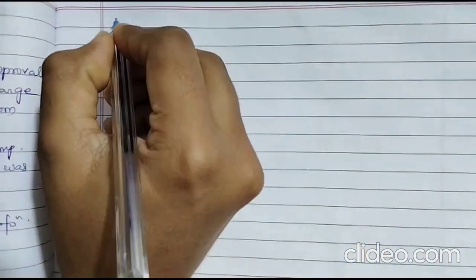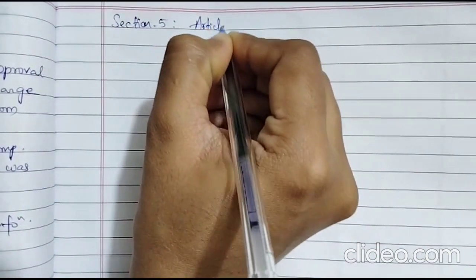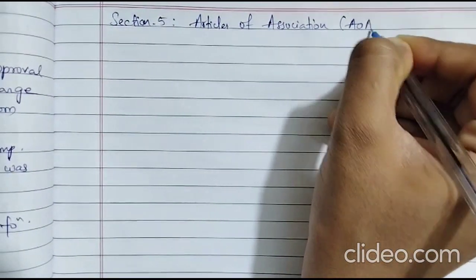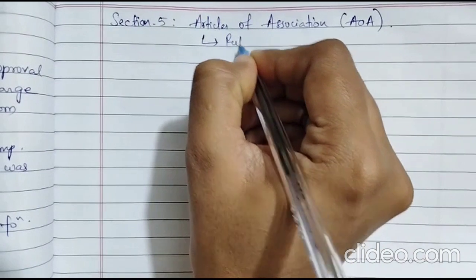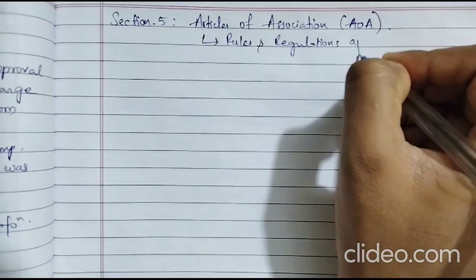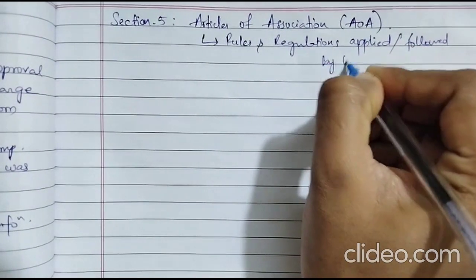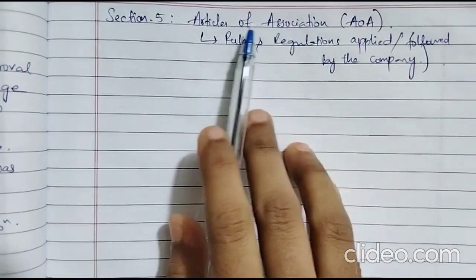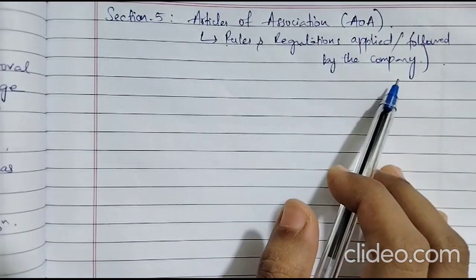Today we are going to start with section 5 of Companies Act. It's Articles of Association, AOA. So what is Article of Association? Basically, Article of Association is nothing but the rules and the regulations that are applied by the company or which are followed by the company. What is mentioned in articles of association? Some rules, some regulations which are followed by the company during the business.